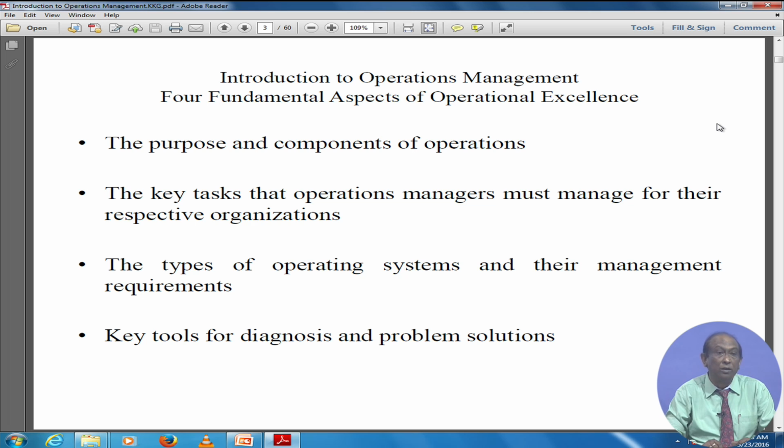And the fourth one is, what are the key tools and methodologies at the disposal of the operations manager for diagnosing the problems in the area of operations and how to solve those problems. So, these are the four fundamental aspects of operations management. If we are clear about it, the subsequent topics will be very easy to understand. Okay?